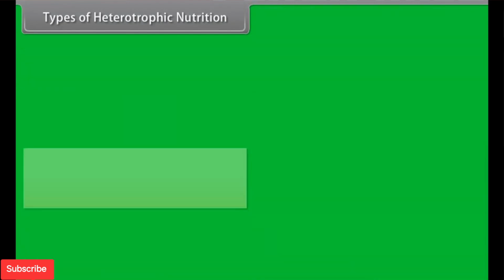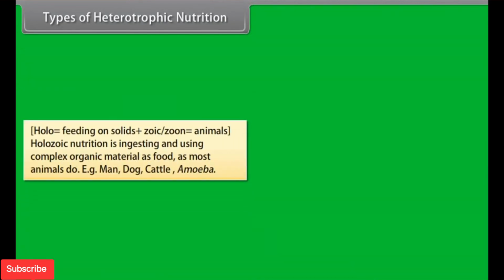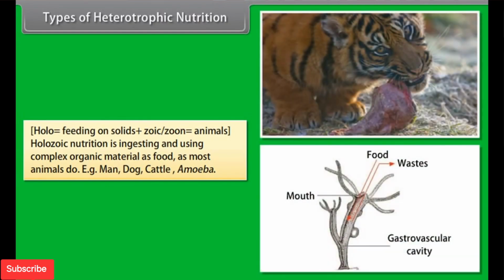Holo, feeding on solids, and zoic, zoon, means animals. Holozoic nutrition is ingesting and using complex organic material as food, as most animals do. That is man, dog, cattle, amoeba.